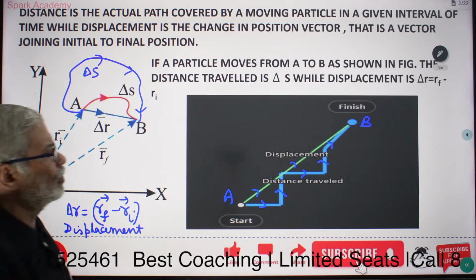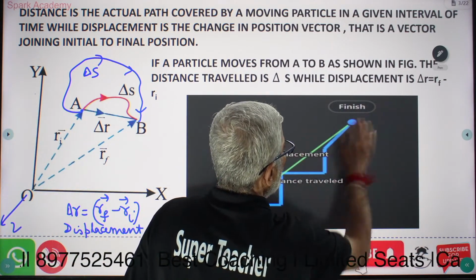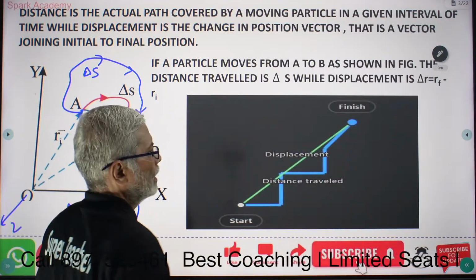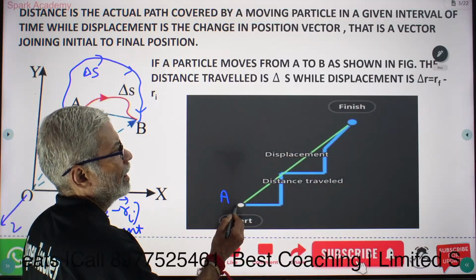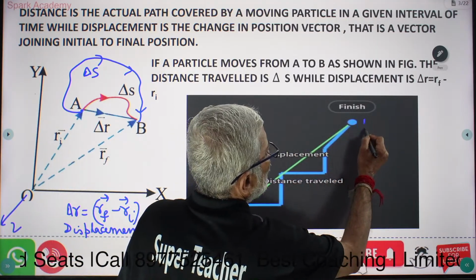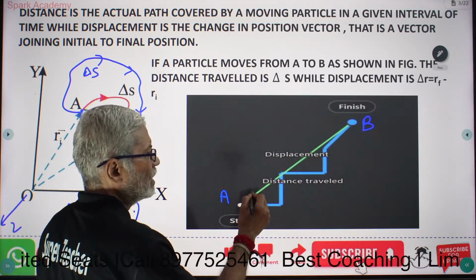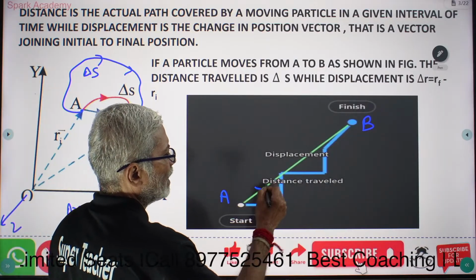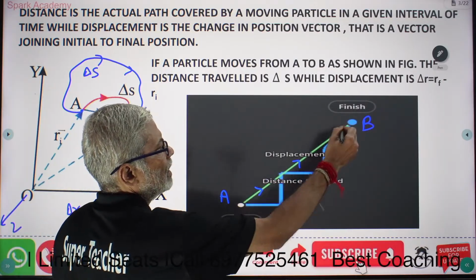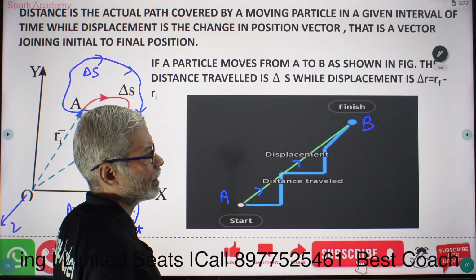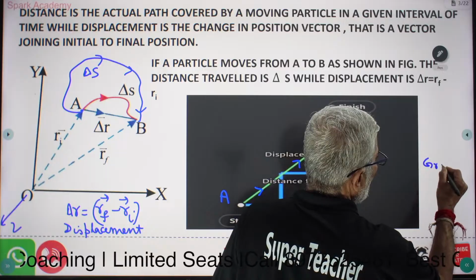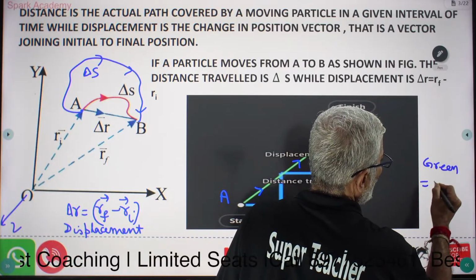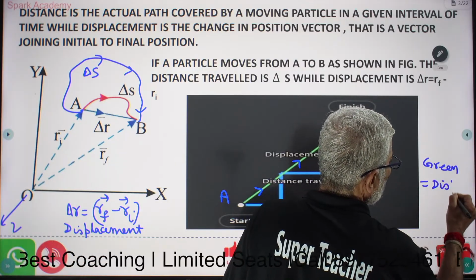Here is another beautiful example. The body starts from, let's say, this point A and reaches B. You can see this green straight line. This green line is your displacement.